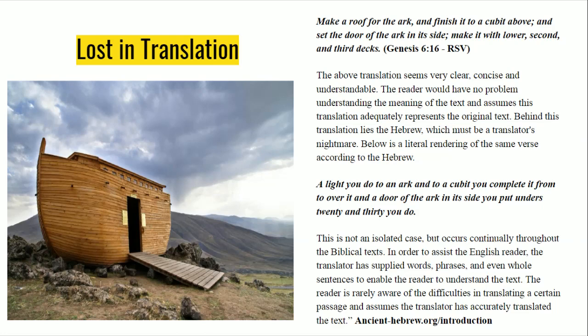Below is a literal rendering of the same verse according to the Hebrew. So what it really says in Hebrew: a light you do to an ark, and to a cubit you complete it from it over it, and a door of the ark in its side you put, under 20 and 30 you do. Again, let's see if we can get that. A light you do to an ark, and to a cubit you complete it, from it over it, and a door of the ark in its side you put, under 20 and 30 you do. Okay, still don't have it.